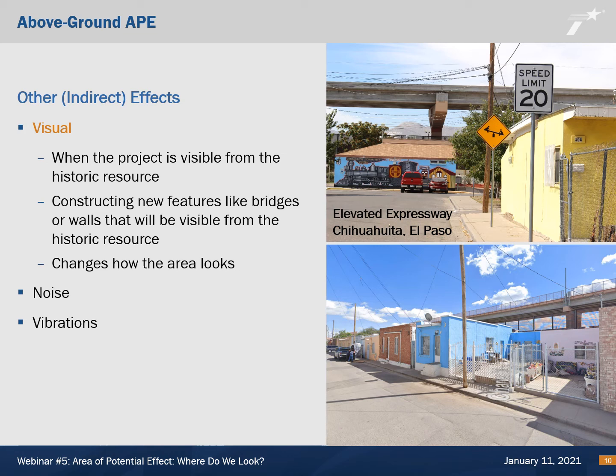For example, TxDOT built an elevated expressway just outside El Paso's historic Chiahuita neighborhood. Even though the expressway did not demolish or move any property in the historic district, it was visible throughout the neighborhood and it changed the way the neighborhood looked.